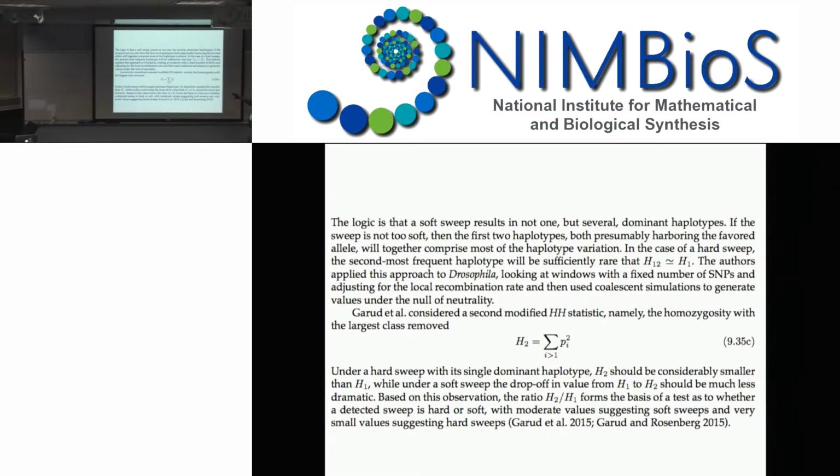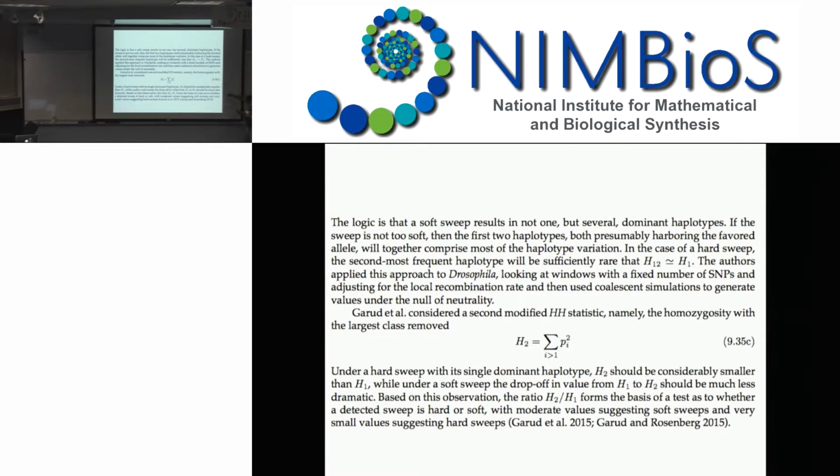So for a hard sweep, H12 is about equal to H1. For a soft sweep, this is a statistic based upon counting the second and third and fourth most frequent. The H2 to H1 ratio gives me some idea. So for a soft sweep, this ratio should be bigger than 1, right? A soft sweep has two haplotypes that get lumped together. A hard sweep has one.